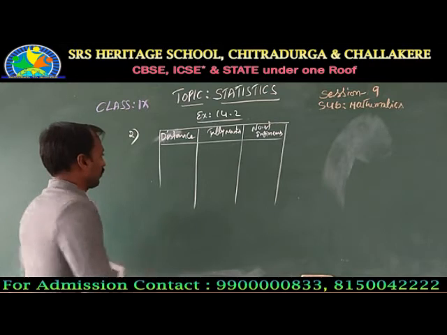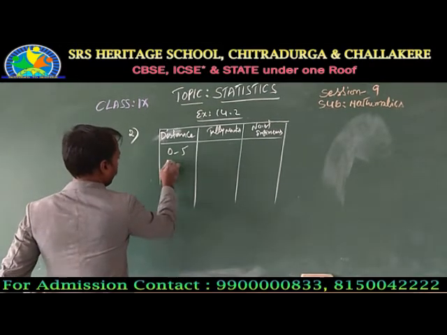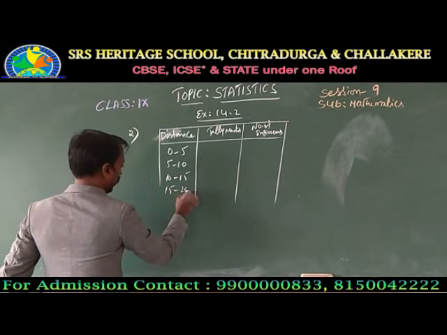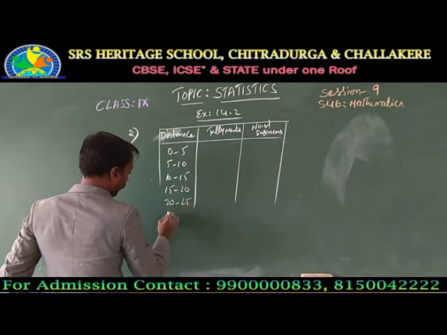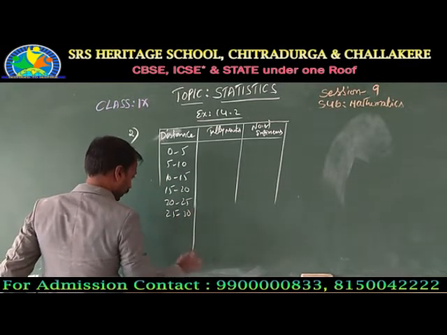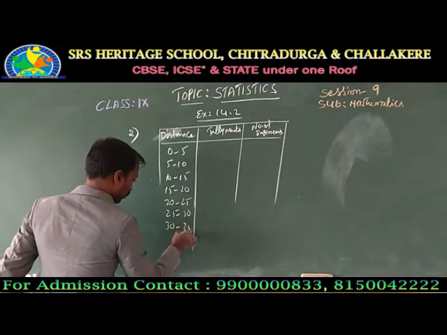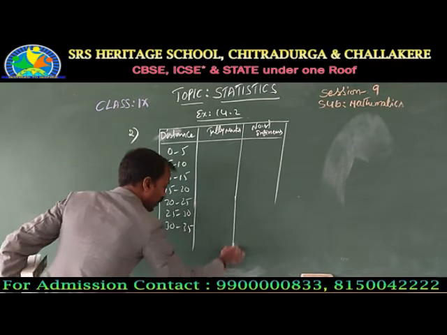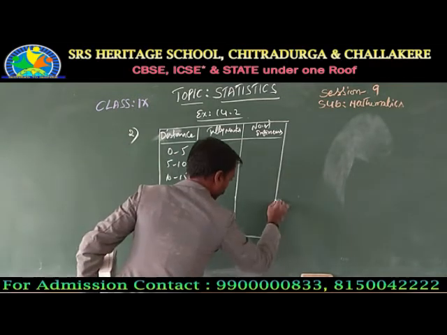So the intervals must be 0 to 5, 5 to 10, 10 to 15, 15 to 20, 20 to 25, 25 to 30, 30 to 35. See the least mark and the maximum mark, and based on that the class intervals must be set.